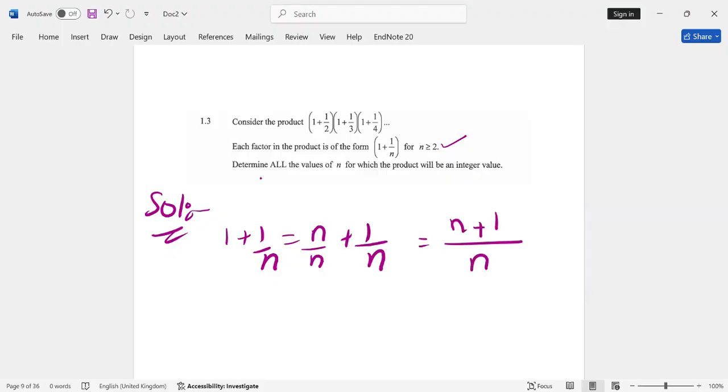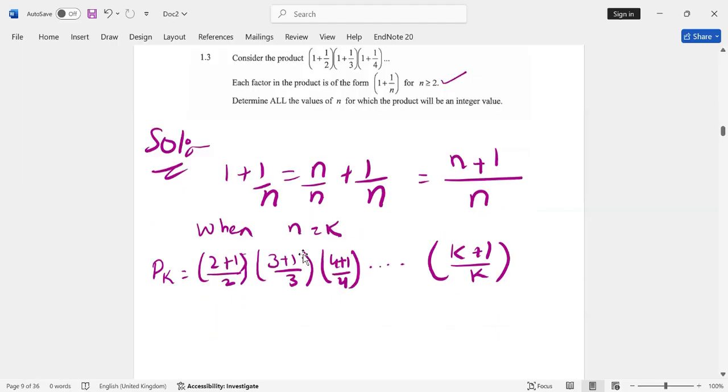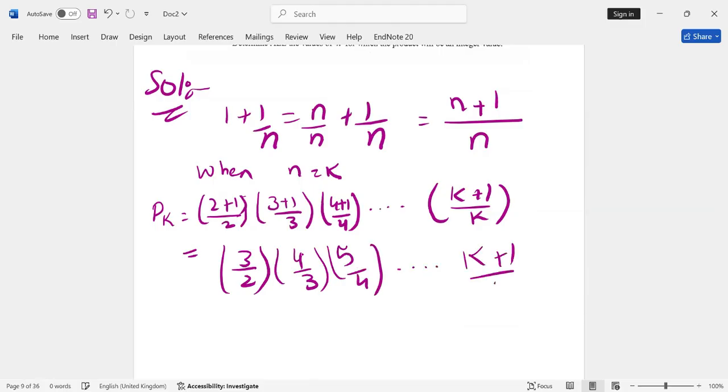Now let's write out the product Pk up to the factor when n equals k. So Pk equals (2 + 1)/2 times (3 + 1)/3 times (4 + 1)/4, and so on, up to (k + 1)/k. Simplifying this pattern, we have 3/2, 4/3, 5/4, and so on, up to (k + 1)/k.